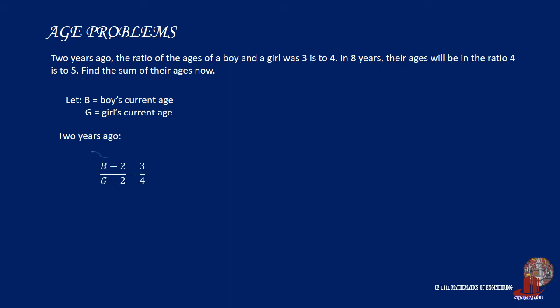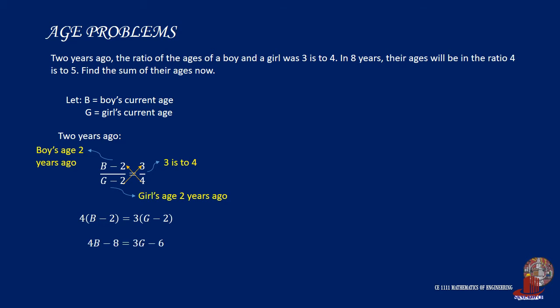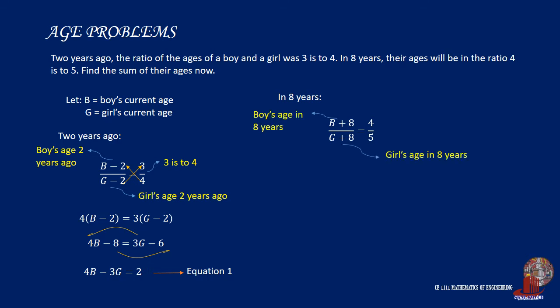Thus, the equation would turn as B less 2 is to G less 2 as 3 is to 4. By cross multiplication, we get 4 times B less 2 is equal to 3 times G less 2. Expand the terms and arrive at 4B less 8 is equal to 3G less 6. From here, arrange the variables and constants to get 4B less 3G is equal to 2, which is our first equation.